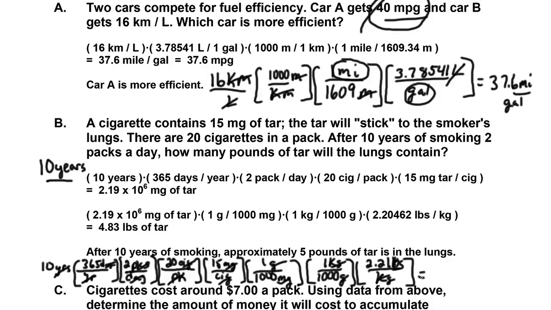So let's get our calculator out, and we have 10 years, and there's 365 days in a year, multiplied by 2 packs a day, times 20 cigarettes in a pack, times 15 milligrams per cigarette, and then we have to divide through by 1,000, and divide through by 1,000, and multiply by 2.2, and we get 4.8 pounds. I mean, they're smoking 2 packs a day for 10 years. It's 5 pounds of tar almost.